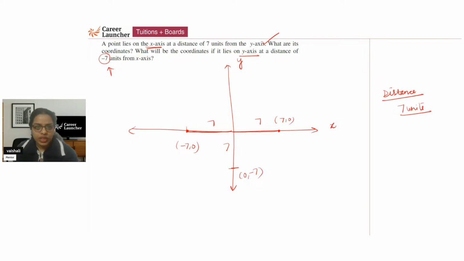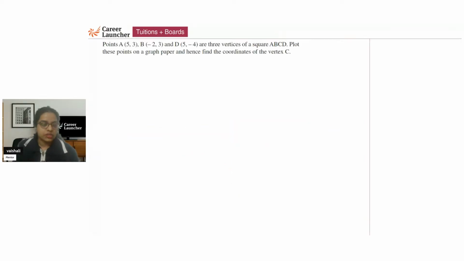So yeah, we are done with this question also. So for the first part the answer is 7 comma 0 and minus 7 comma 0. For the second part it has to be 0 comma minus 7. So I hope there is no doubt. Till now we have done 14 questions. We have 6 more to go. So yeah, moving on to the next question.